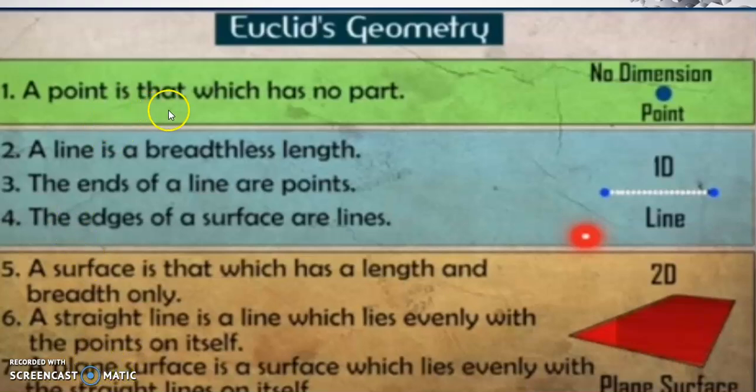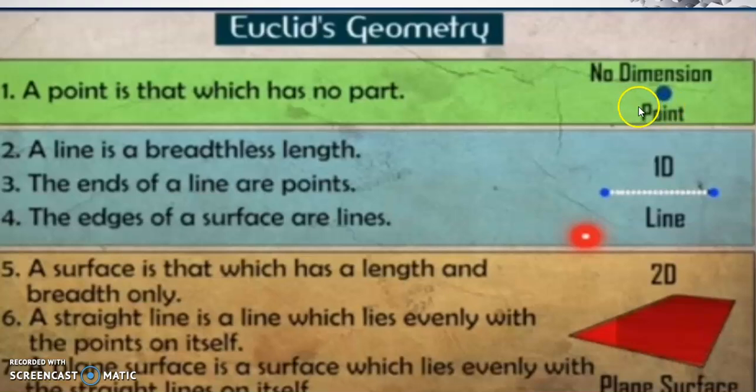Yes, he defined a point as that which has no part. So we can't show a point like this. Yes, children, here is a dot, but this is not a point. It is just a representation of the abstract word point. Because as you know, a point has no part, isn't it? Then how can we write an object without any part? So this is not a point.